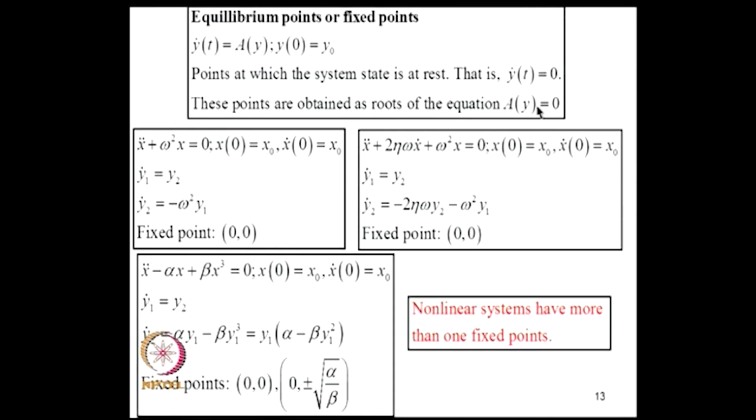Again, we have seen all this for the linear system: we got 0, 0 for the undamped system. For the damped system again 0, 0, and here, as we saw, there are 3 points. So, as I already pointed out, nonlinear systems have more than one fixed point.